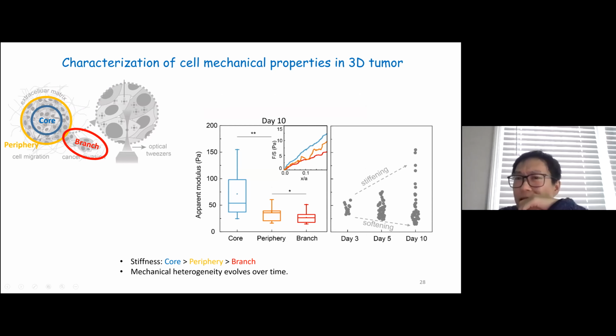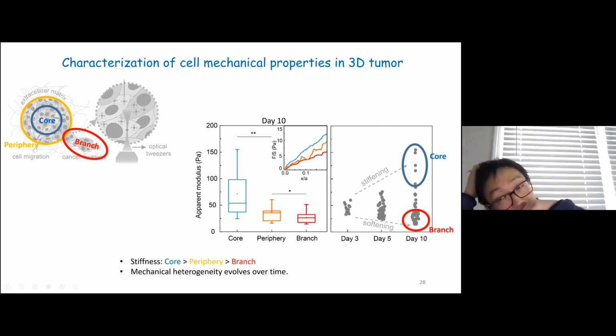And at the 10th day, when they start to invade into surrounding matrix, some cells are really stiff and some cells are really soft. And the interesting thing is the stiff cells are all the cells in the core, and the softer ones are the ones in the branch. So these invading cells become much softer.